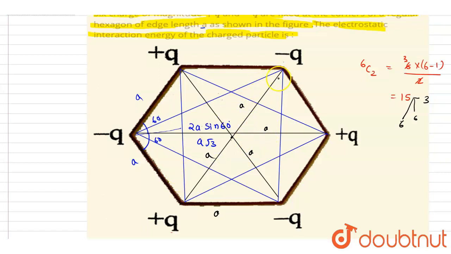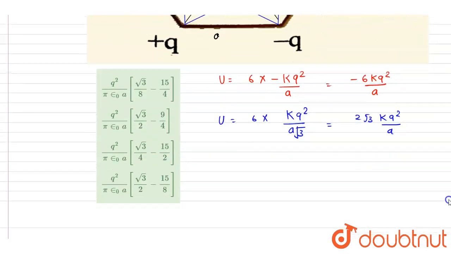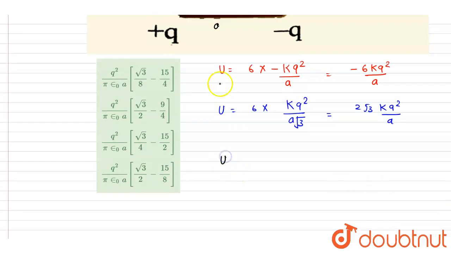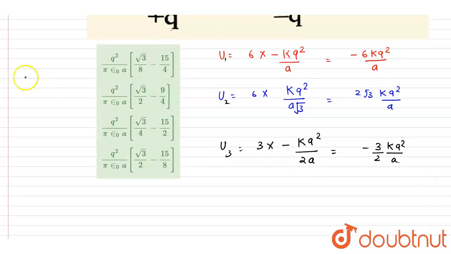So the diametrically opposite points will have a distance 2A between them, and the sign here is opposite, plus minus. So there are 3 pairs now. If I say this is U1, U2 and U3, there are 3 pairs now, K Q square with a negative sign by 2A. So this is 3 by 2 with a negative sign.